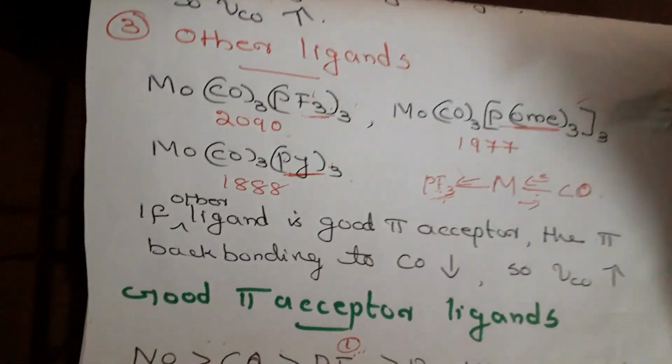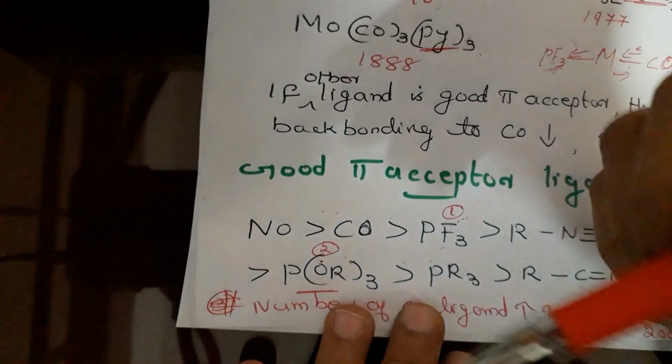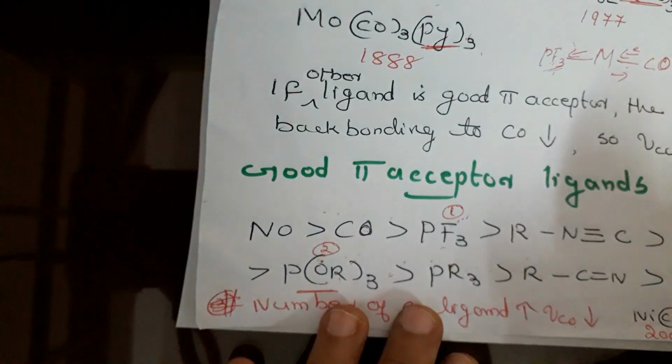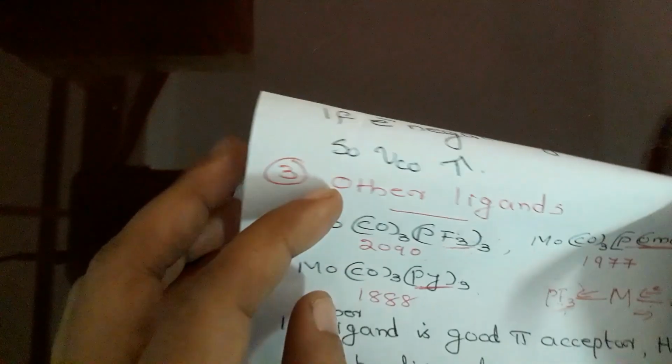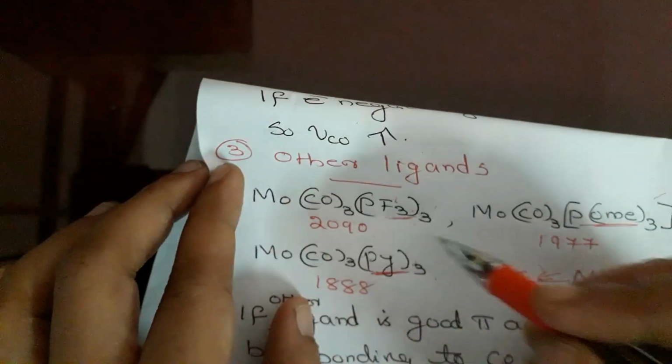P(OMe)3 is the next one, then the pyridine one is the last option. So the highest stretching frequency is this one. Okay. This type of question will be asked in the NET exam. They will give a number of compounds, then ask which one has the highest stretching frequency, or ask you to write them in decreasing or increasing order like that. So you should know this concept.